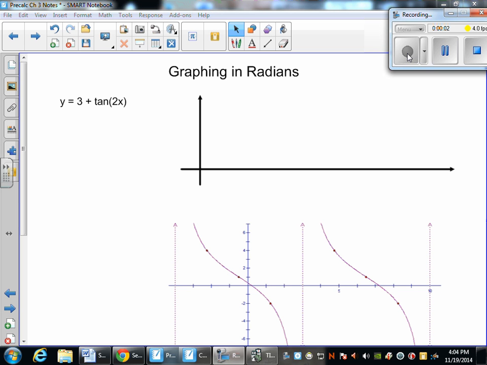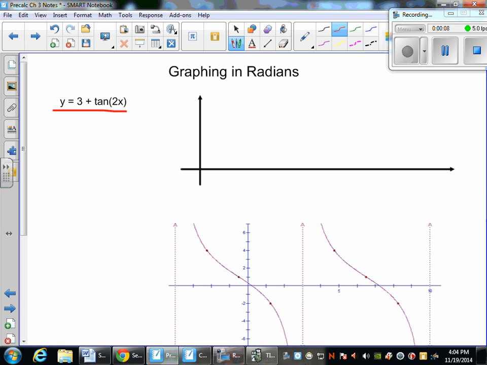Okay, so now for some examples of graphing in radians. For this first equation that they give us right here, we want to pull out all of the dilations and translations. So if I look at this 3 right here, this 3 is added onto the tangent, so it's a vertical translation. It's a translation because it's added on, and it's vertical because it's outside of the tangent. So, vertical translation of 3.